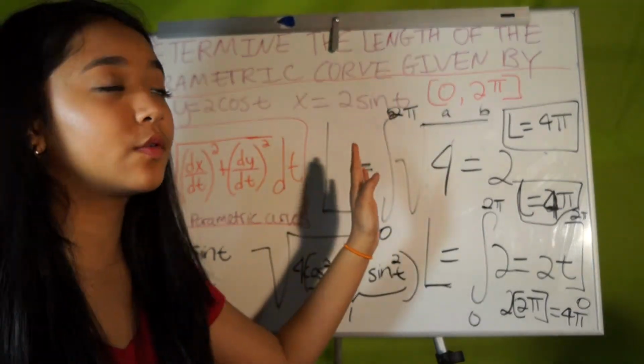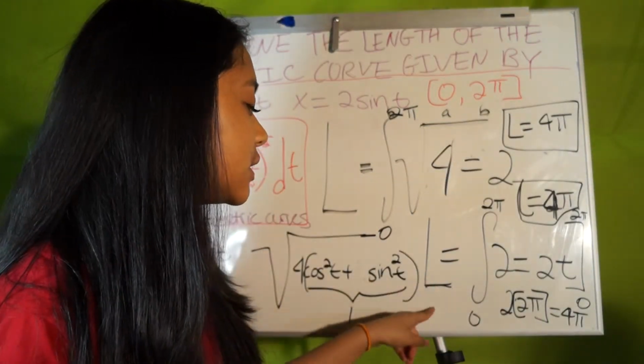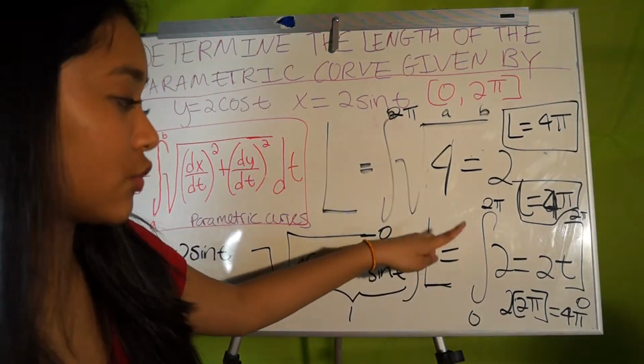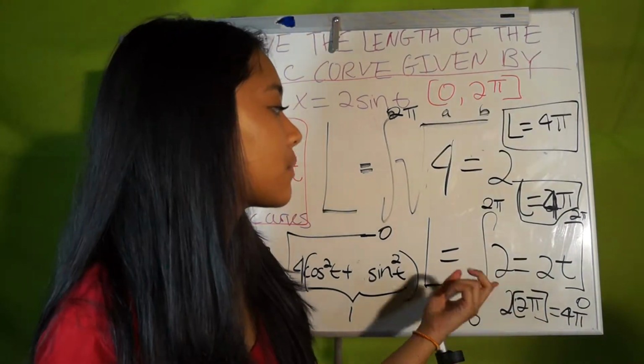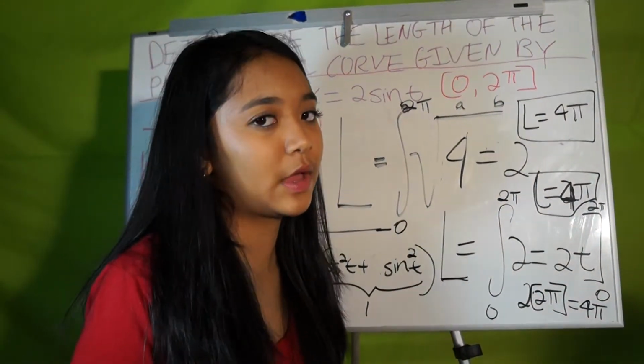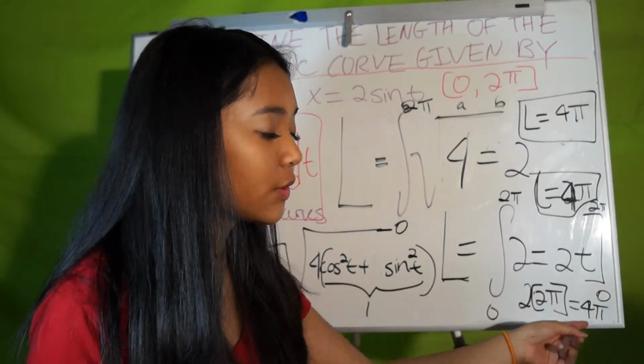of the square root of 4, which is just 2. So the length equals the integral from 0 to 2 pi of 2, which is 2t. Using the fundamental theorem of calculus part 2, it's just 4 pi, because you plug 2 pi into here and you have 4 pi.